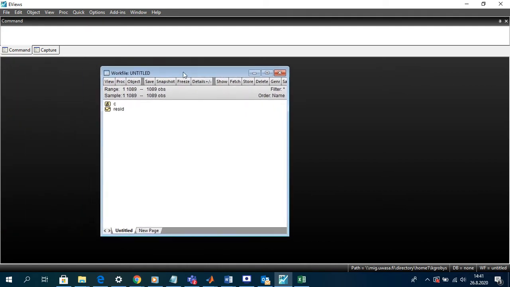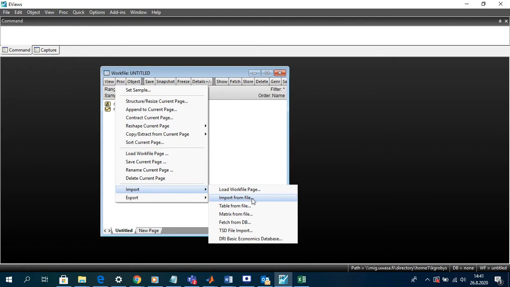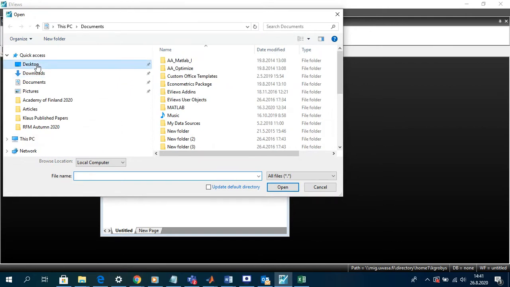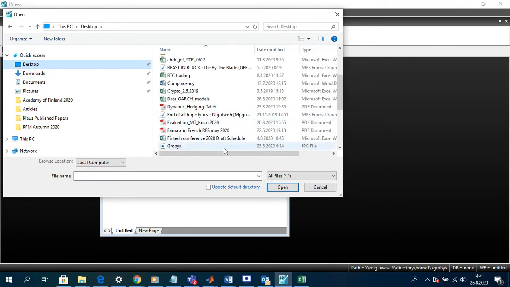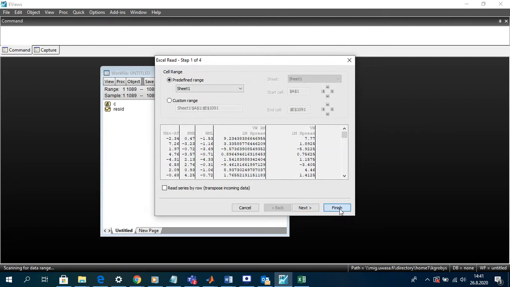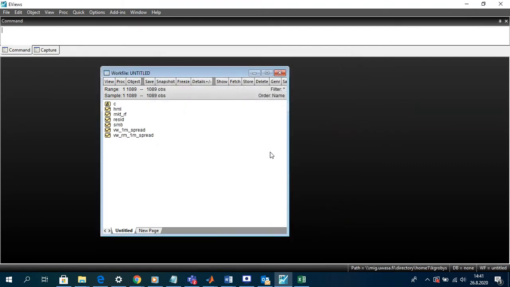Then this wizard here pops up. We go on Proc, Import, Import from file, and basically I have stored a copy of that file on the desktop. So I just go on the desktop and double click data_garch_models. Then EViews uploads this file, just push finish. Here we can push no.